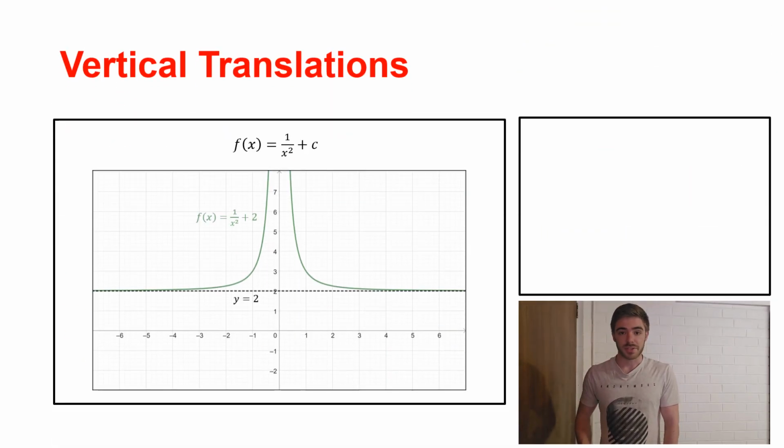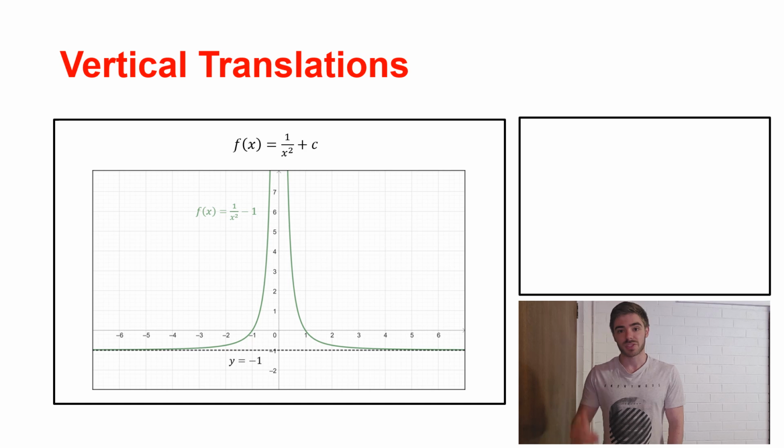Vertical translations are determined by the c term. If you have plus c, then you're shifting your graph upwards. In this example here, we have 1 over x squared plus 2, meaning that we're shifting the entire graph up by 2. In the case of the truncus, you can think of this as shifting the location of your horizontal asymptote. If you have minus c, then the graph is going to move downwards. In this example, we have 1 over x squared minus 1, so the graph is shifting down by 1.